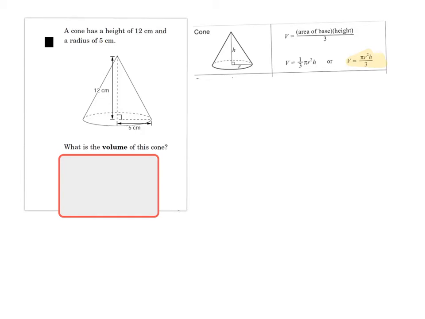In this question, we have a cone that has a height of 12 centimeters and a radius of 5 centimeters. Again, we're going to go to the formula sheet and find the cone formula. I happen to like this version of the cone formula, so it's going to be pi times r squared times h divided by 3. I'm going to use r equal to 5 and h equal to 12 and pi equal to 3.14.